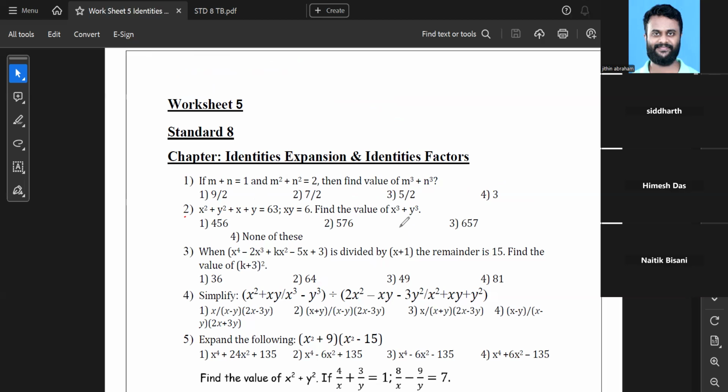So in this case, what do you think? What should we do? Again, same story. The x cube plus y cube formula. I'll just write it over here: it is x plus y and then x square plus xy plus y square. So minus, sorry, minus xy. My bad.